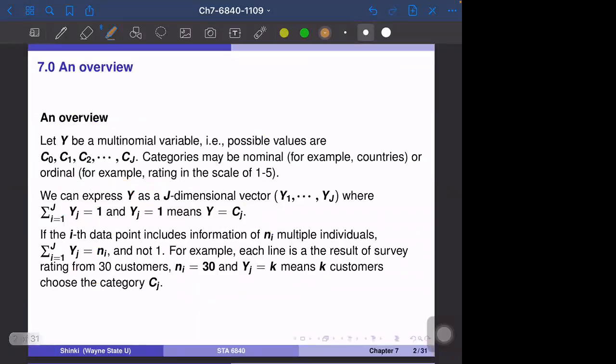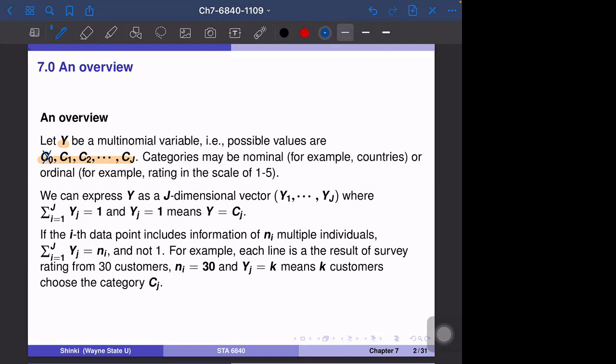So this is the mathematical setting. Let y be a multinomial variable, so the possible values are C1, C2, up to CJ. Categories may be nominal, such as countries or the characters A to Z, or ordinal, such as a rating on the scale of 1 to 5.